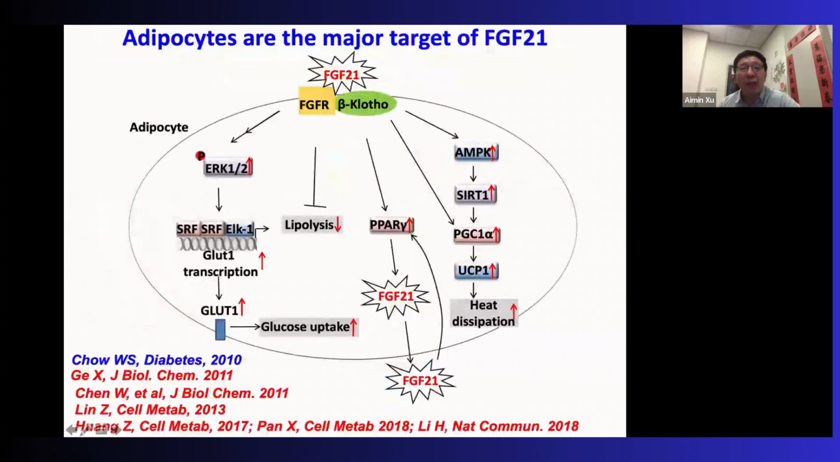And in fact, we have shown a series of evidence suggesting that FGFR1 and its co-receptor beta-Klotho are highly expressed in both white and brown adipocytes, and initiate multiple signaling pathways to regulate glucose uptake, to modulate lipolysis, and also to modulate PPAR gamma activity and heat dissipation.